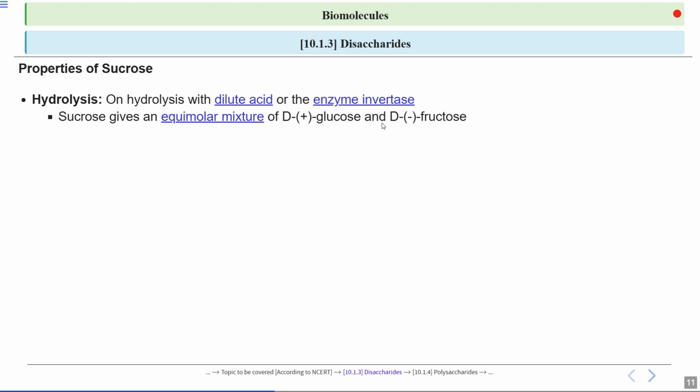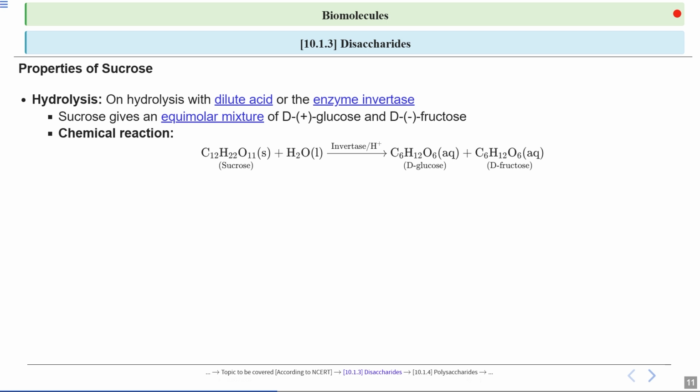Now when sucrose undergoes hydrolysis, it splits into two simple sugars, that is D-glucose and D-fructose. Importantly, these are produced in equal amounts. That is why we call it an equimolar mixture. If we look at the chemical reaction of sucrose on hydrolysis with dilute acid or enzyme invertase, it gives D-glucose and D-fructose, an equimolar mixture of both.